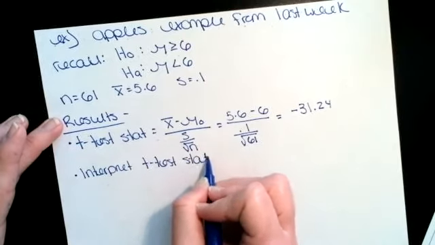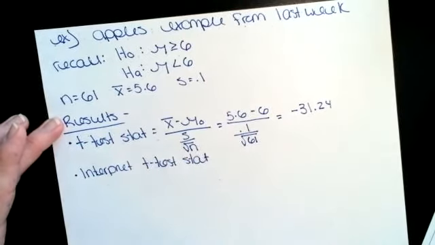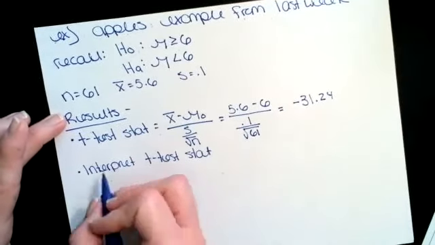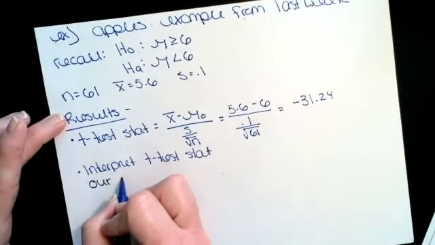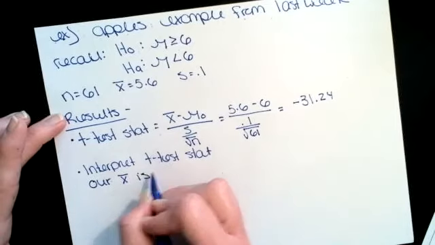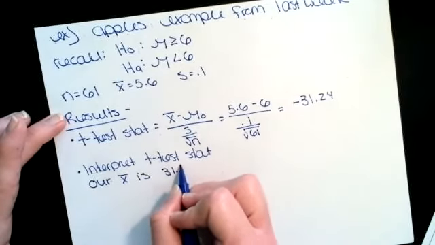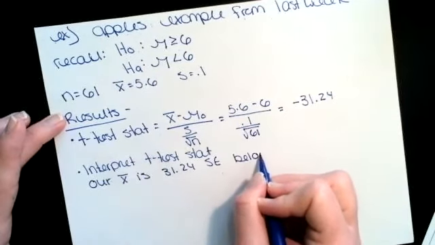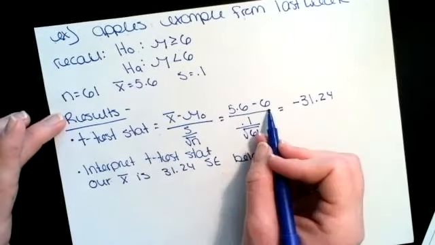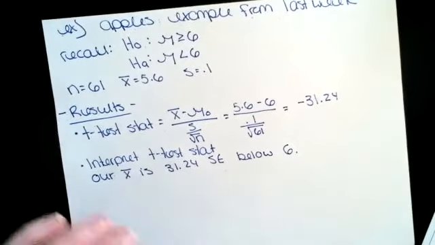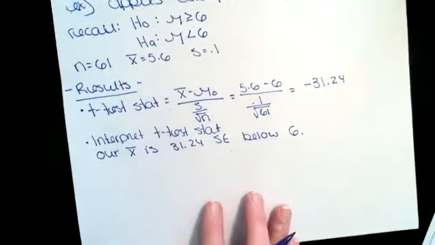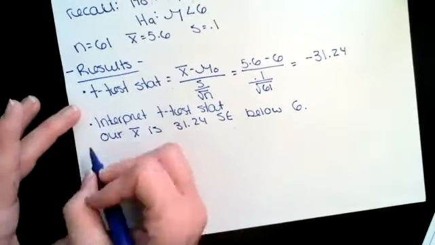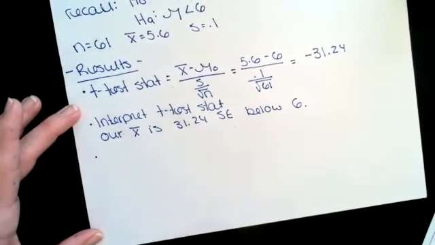So now I'm going to interpret this value. When I interpret this t-test statistic, I'm just going to simply state that our x bar is 31.24 standard errors below the center of 6. Okay, so it's pretty far. Okay, let's move on to calculating the p-value.